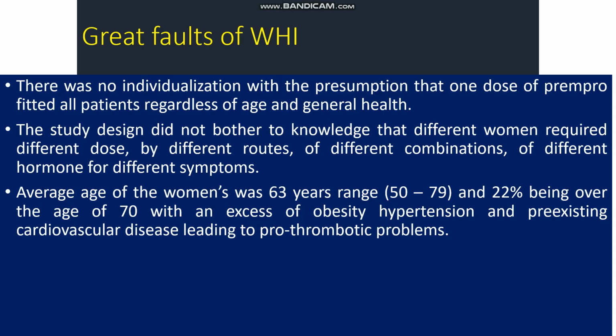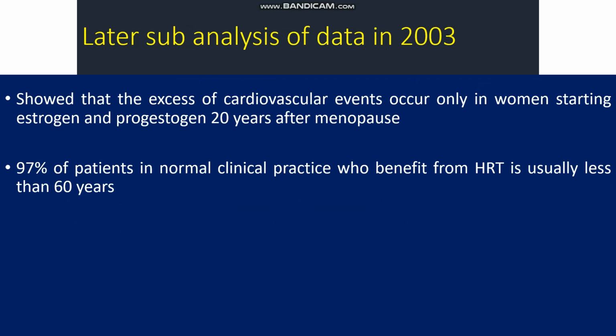The average age of women was 63 years, ranging between 50 to 79 years, with 22% being over the age of 70, with an excess of obesity, hypertension, and pre-existing cardiovascular disease leading to prothrombotic problems. Later sub-analysis of the data in 2003 showed that the excess of cardiovascular events occurred only in the women starting estrogen and progesterone 20 years after menopause.